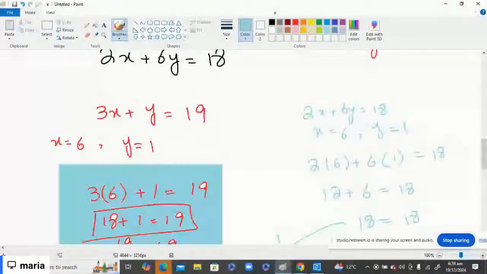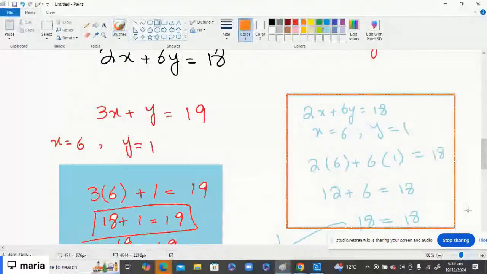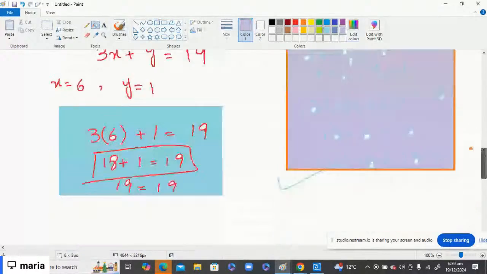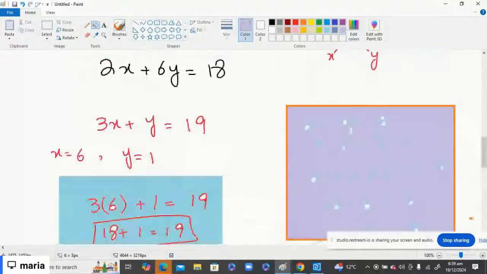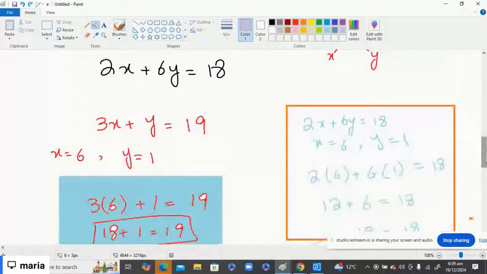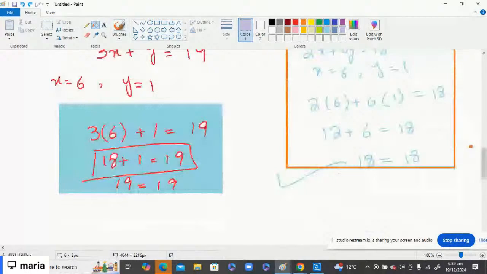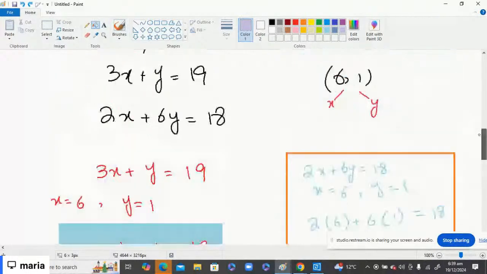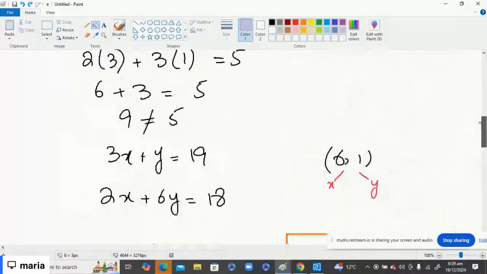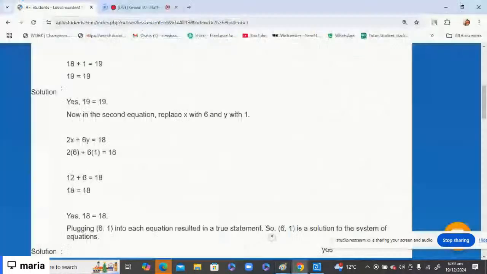So we can say that this set is also the solution of this. As we can see, both results are equal. Look here, 18 is equal to 18, 19 is equal to 19. So we can say that 6 and 1 is a solution set of these two equations. Okay, let's take some questions from the test now.